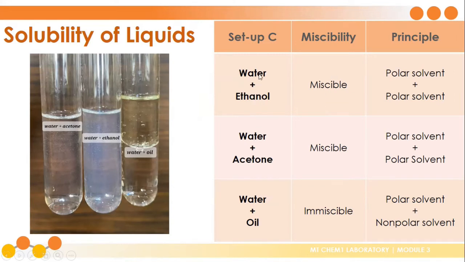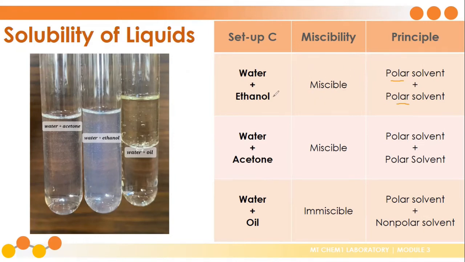We'll start first with water and ethanol, which is this middle test tube. As you can see, it's miscible, meaning you cannot identify anymore which is the ethanol and which is the water. So why is it miscible? Remember the rule that we are following in solubility of compounds, like dissolves like. Since water is a polar solvent and ethanol or alcohol is also a polar solvent, they tend to dissolve each other. So it's miscible.